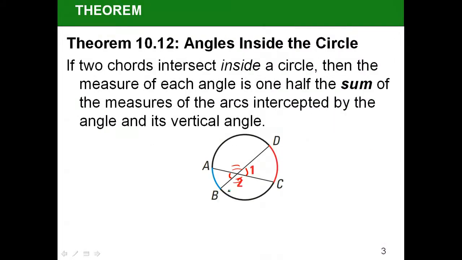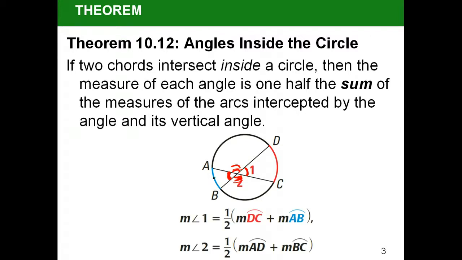If the two lines meet inside the circle, what I will see is that I've got some vertical angles here, so those two are congruent, and I've got some vertical angles here, so those two are congruent. What our theorem says is that angle 1 will be basically the average of these two arcs, both angle 1 and its vertical angle, meaning it's going to be 1/2 of the two added together, and angle 2 will be 1/2 of its two intercepted arcs added together.